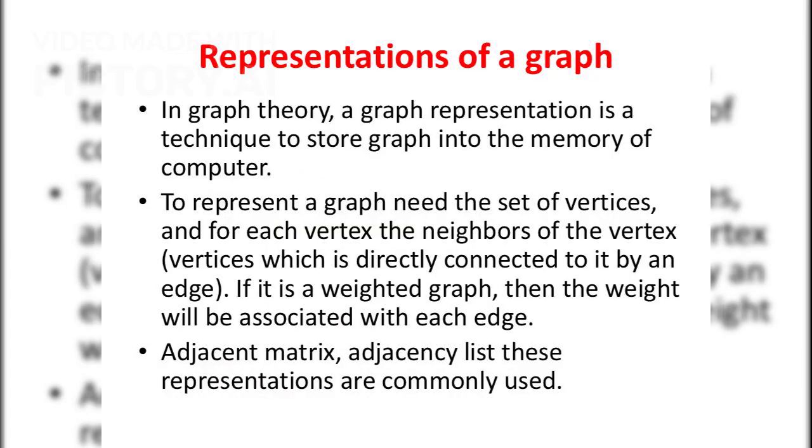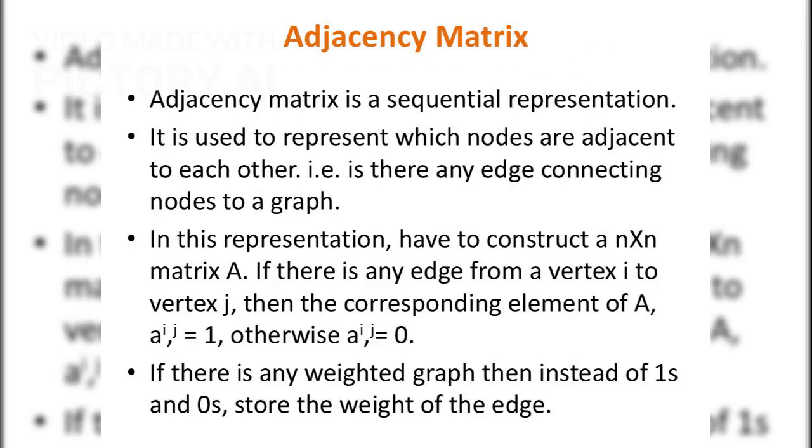Graph representation is crucial for storing and processing graphs in computer memory. Techniques like adjacency matrices and lists help us efficiently manage graph data. An adjacency matrix is a sequential representation of a graph, showing which nodes are adjacent. This method is useful for quickly accessing connectivity information.